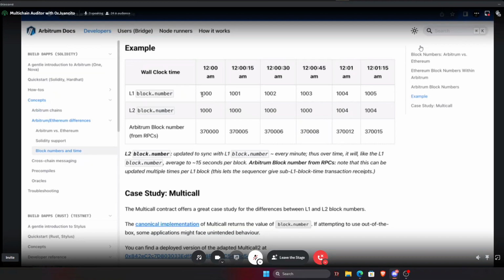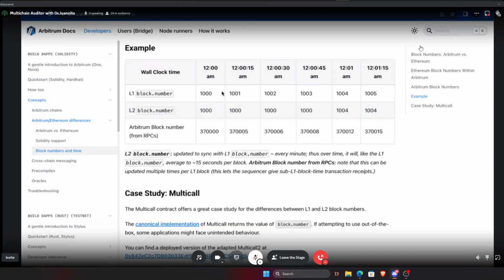So let's say that you have an Ethereum block number 1000, 1001, 2, and 3, and 4, and you check the block number on Arbitrum, and it will say that at 12 a.m.